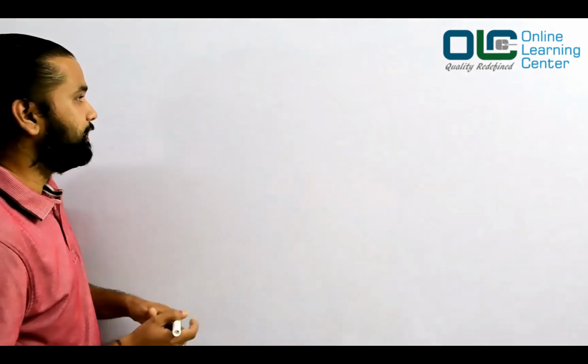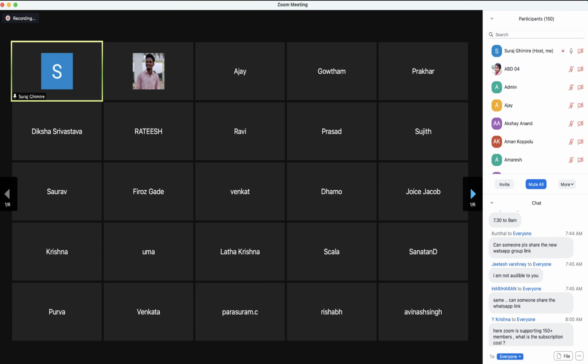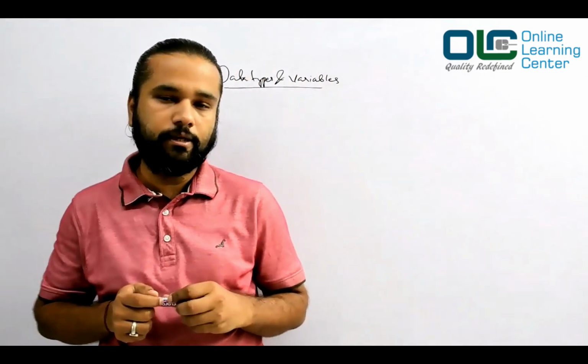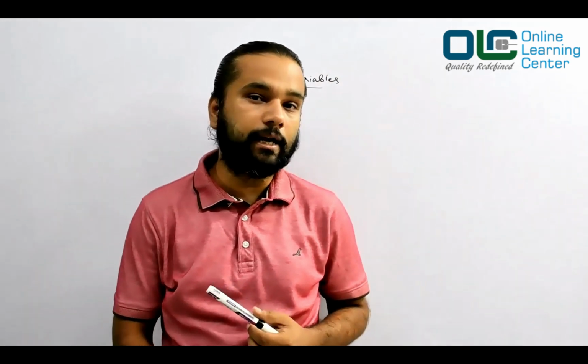So let's get started with our session. Today we are going to talk about data types and variables. That is our discussion agenda today. We'll try to understand what a data type is, how you define a variable, and a lot of things about them, like what are the possible variables available in Scala and so on.